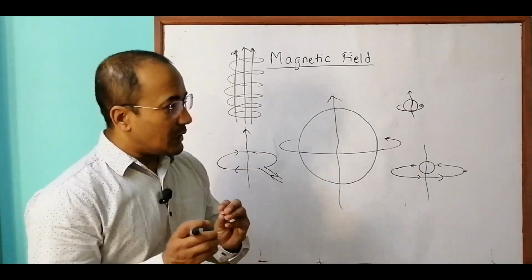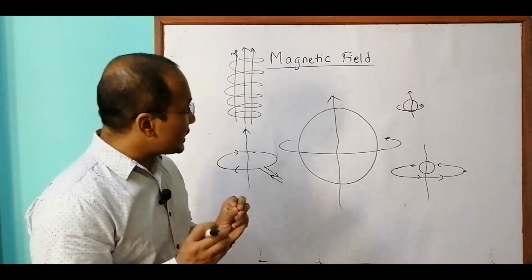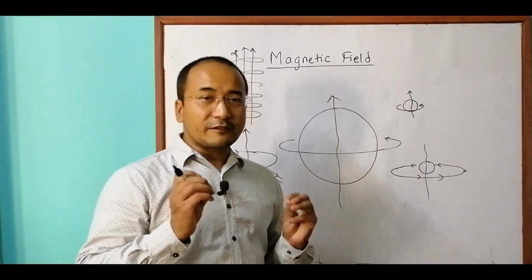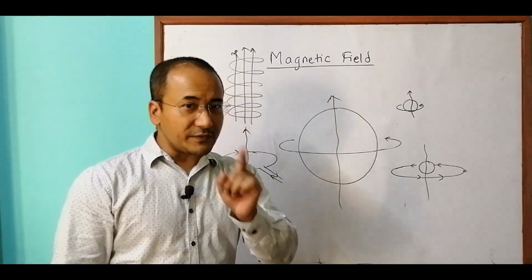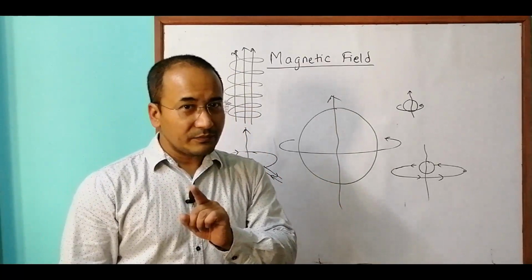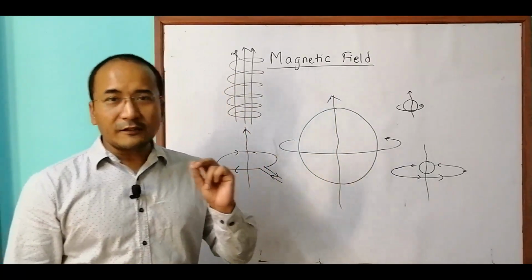So static charged particles don't give magnetism. If they rotate, they give magnetism or a magnetic field. So there are lots of examples to show that. The flow of charge gives electricity, current, but rotation or revolution of charge gives rise to magnetic fields.